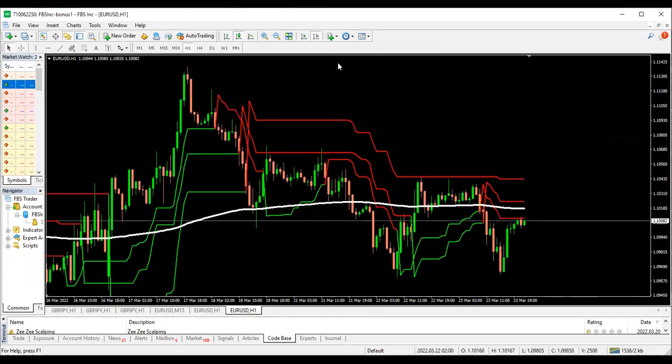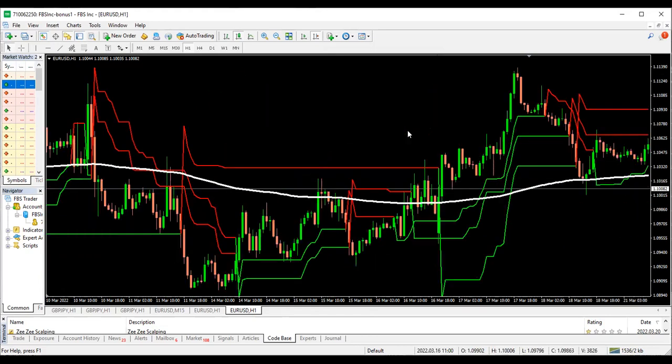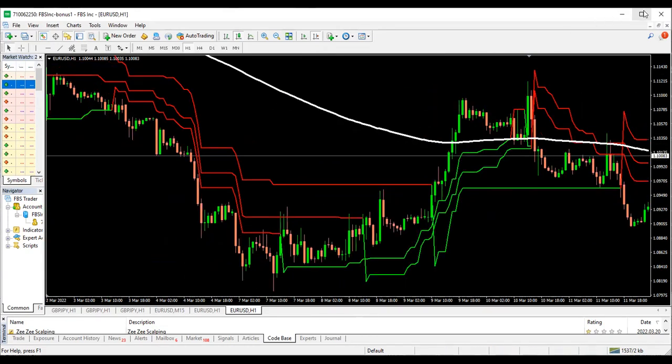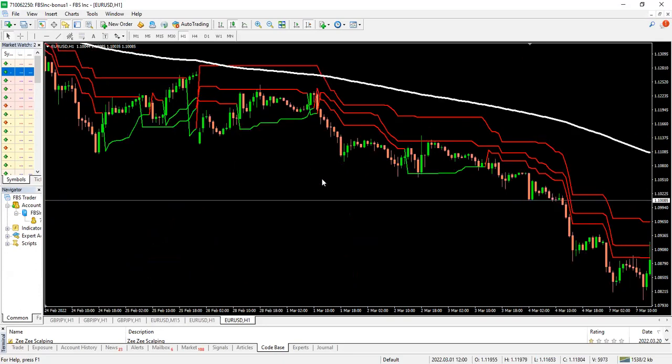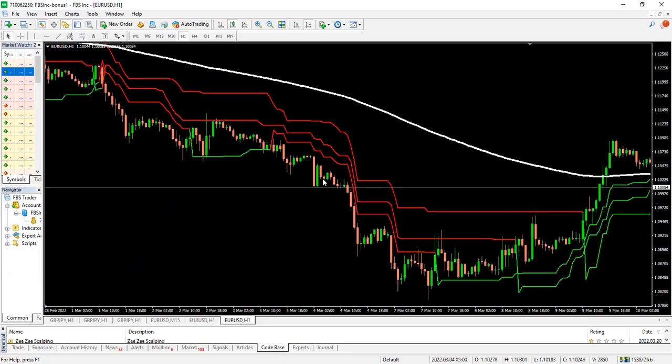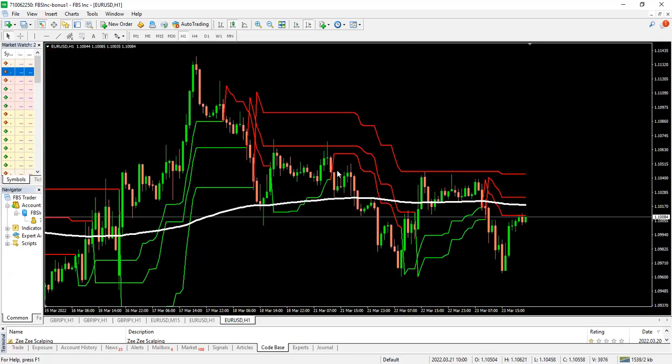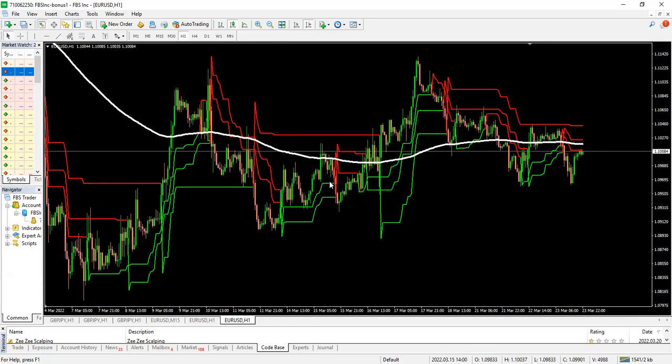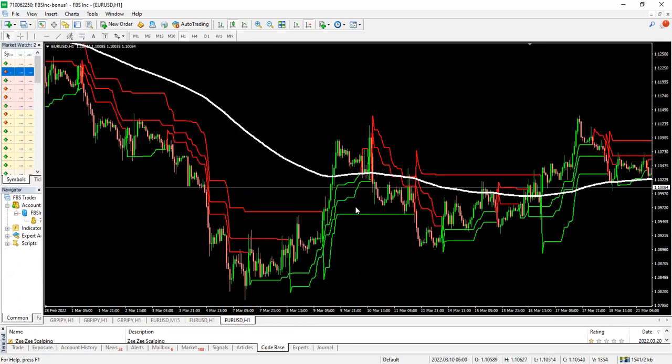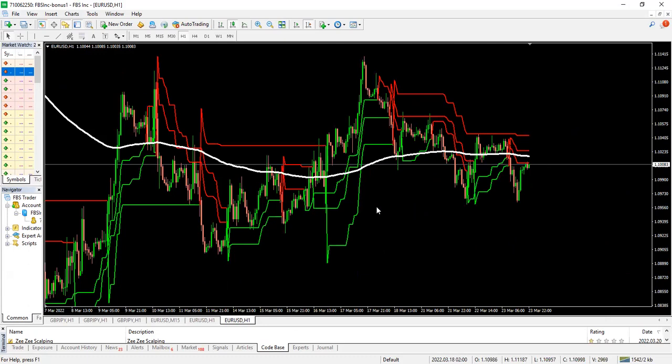Okay, so this is the chart that I have. So how do I trade with this? What do I look out for when trading with this? I hope you're following me.